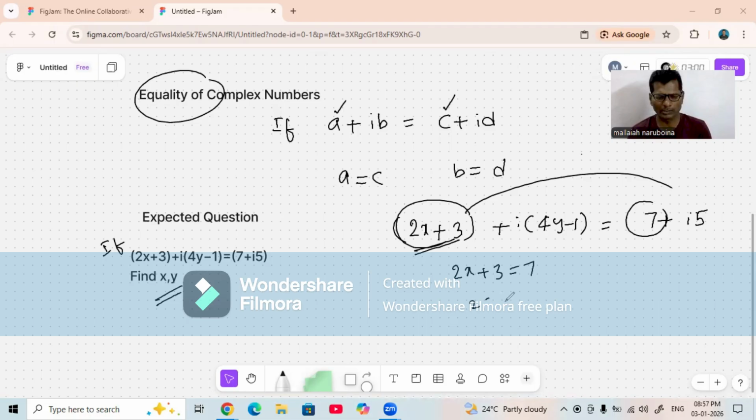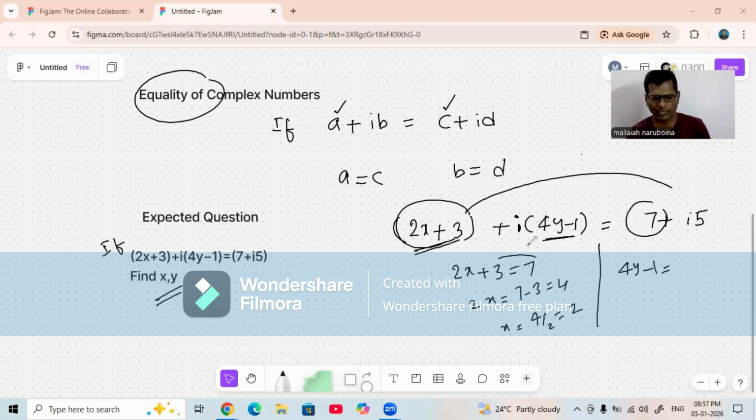From this, 2x is equal to 7 minus 3, that is 4. x is equal to 4 by 2, x is equal to 2. Now the imaginary part, the coefficient of i is 4y minus 1. So 4y minus 1 is the coefficient of i, and here the coefficient of i is 5. So write 5. Now 4y is equal to 5, this minus 1 becomes plus 1, so 6. y is equal to 6 by 4, means 2 3s are 6 and 2 2s are 4. x is equal to 2 and y is equal to 3 by 2. These are the x, y values.